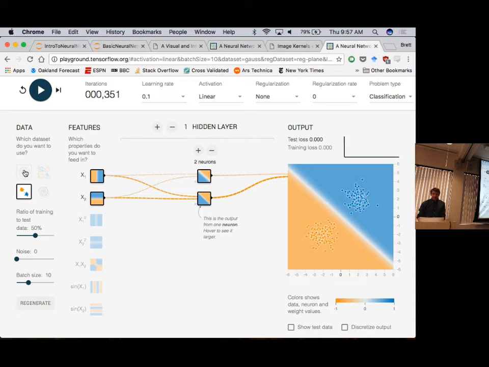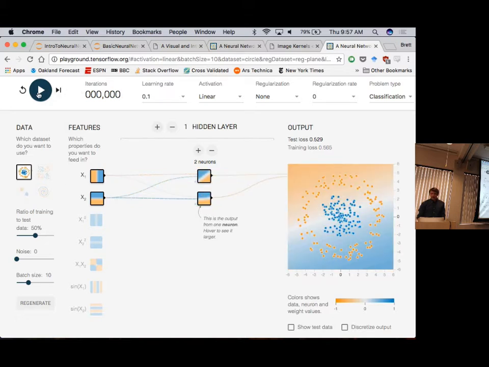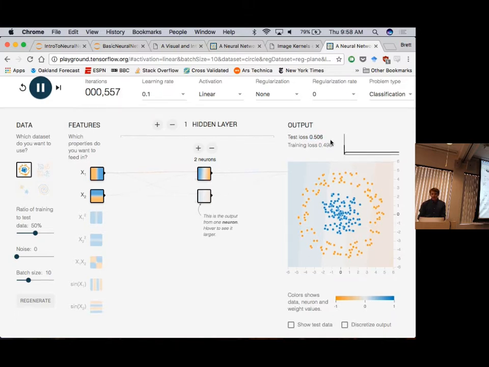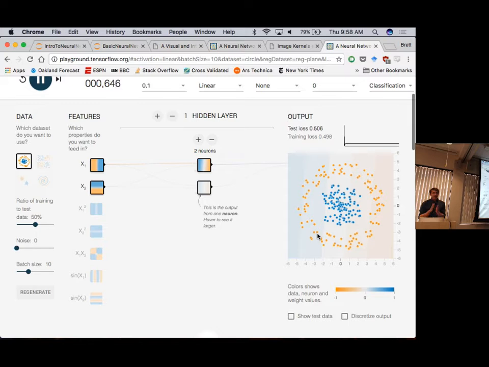For something like this, it's going to be much harder because there isn't really a good linear separator of these two. Now it started doing gradient descent, and it just didn't get anywhere. So it's still misclassifying about 50-50.